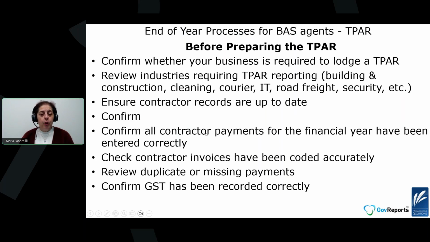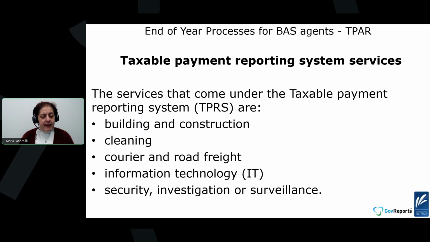Confirm the payments for the financial year have been made, have the contractor invoices been coded accurately, review duplicate or missing payments, and confirm the GST has been recorded correctly, because we are obligated to go and check ABN numbers at least once a year. So those are the industries.